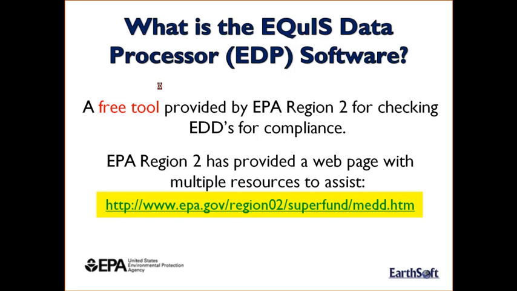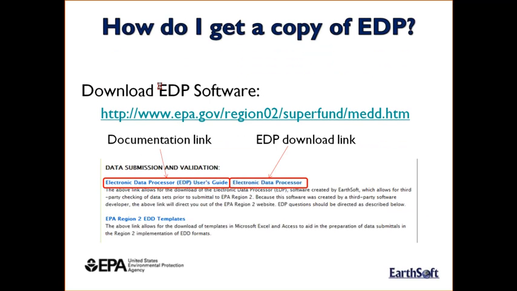If you have not been to that link before, there's a lot of information available, and EPA Region 2 is very good about supplying a lot of resources to allow you to educate yourself on how you can be in compliance and submit these EDDs. This is a screen capture from the web page. Again, there's a web page at the top. There's a download link for the documentation, and there's a download link for the EDP, the electronic data processor.